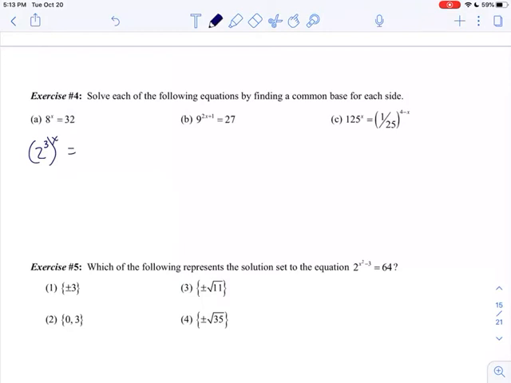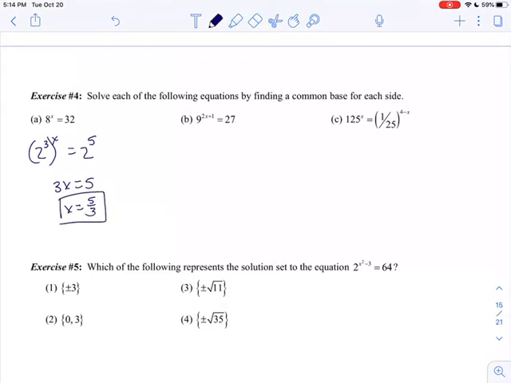So I want to write 8 as a base of 2. 2 to the third power is 8, but I still have that x. And I want to write 32 as a base of 2. 32 is 2 to the fifth power. So you really need to know these exponents. You can always use your calculator if you need to.